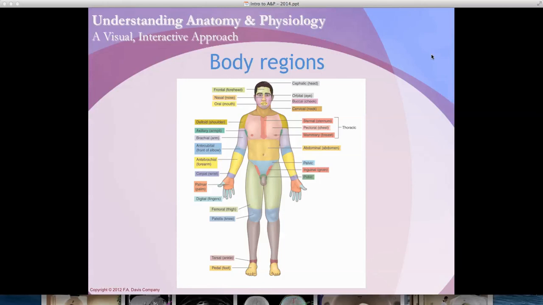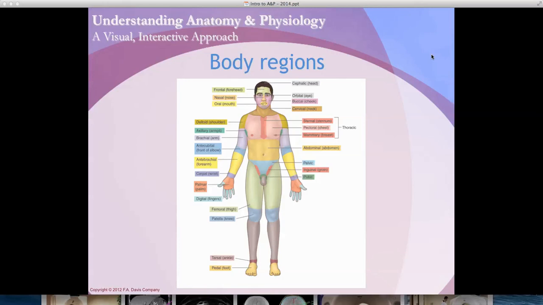Axillary or the armpit is the first one. Brachial or arm is the second one. Antecubital or front of the elbow is the third one. Palmar or palm is the fourth one. Femoral or thigh is the next one. Then I want you to know pedal down at the foot. I also want you to know the difference between the pelvic and the pubic region.